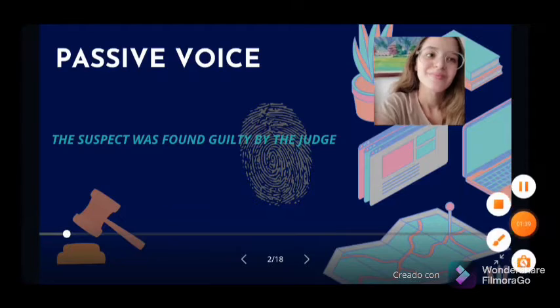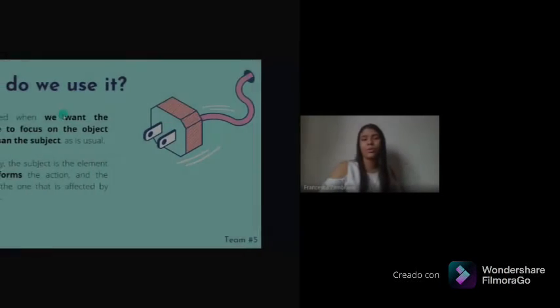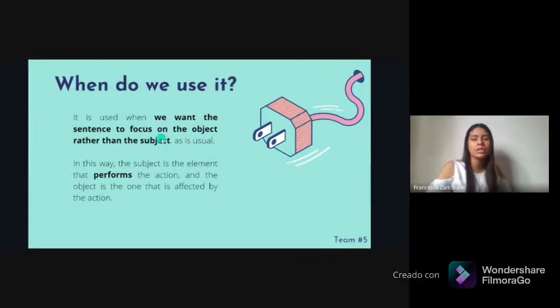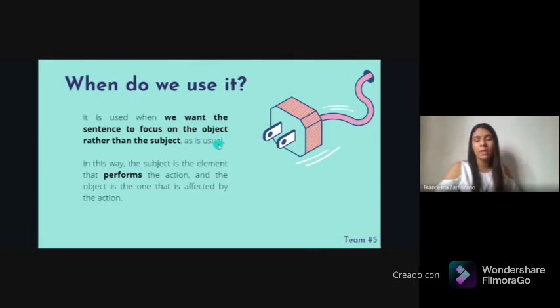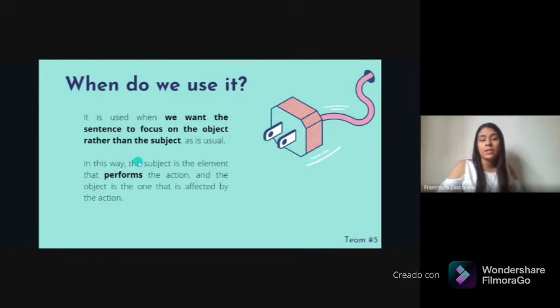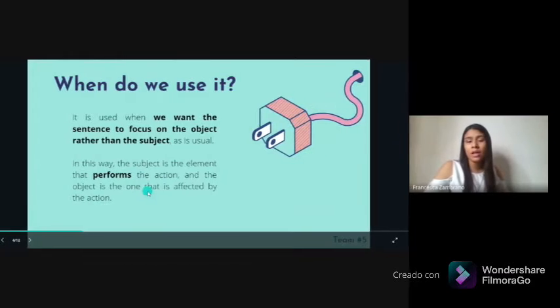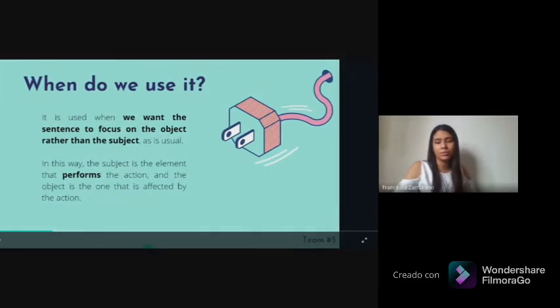We use it when we want the sentence to focus on the object rather than the subject, as is usual. In this way, the subject is the element that performs the action, and the object is the one that is affected by the action.